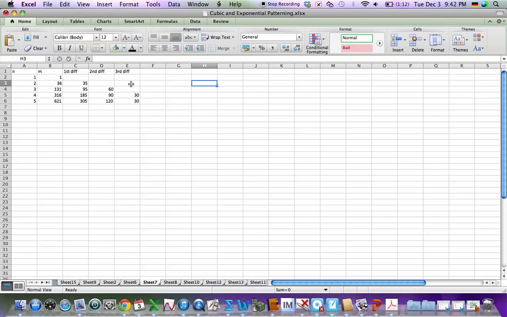Okay, so the third differences are constant, which means the formula is cubic, and the coefficient will be 30 divided by 6. So 30 divided by 6 equals 5. So that means the formula involves 5n cubed. I'm going to copy this table because that's the one I'm interested in. I'm going to list 5n cubed. Well, I'm going to get the spreadsheet to do it for me. So equals 5 times this number cubed.